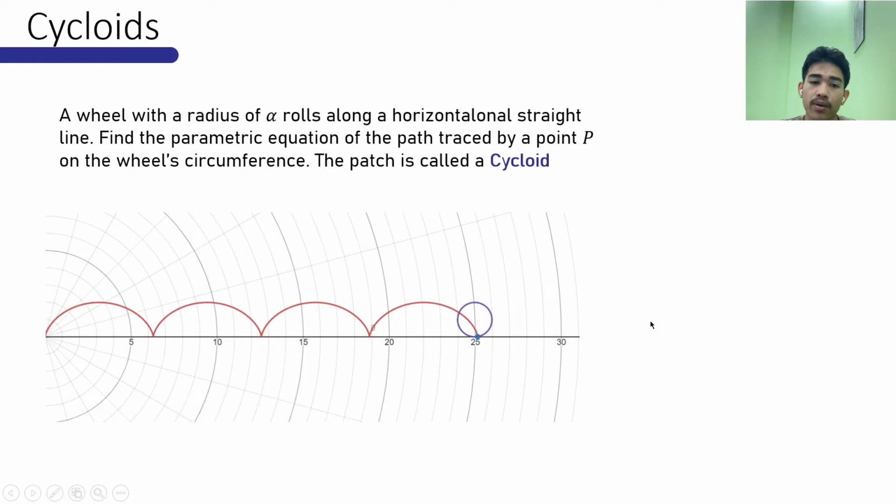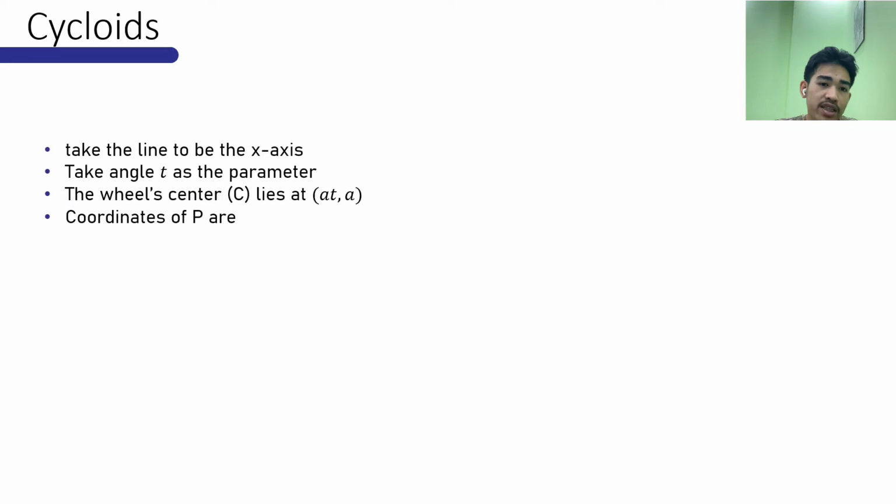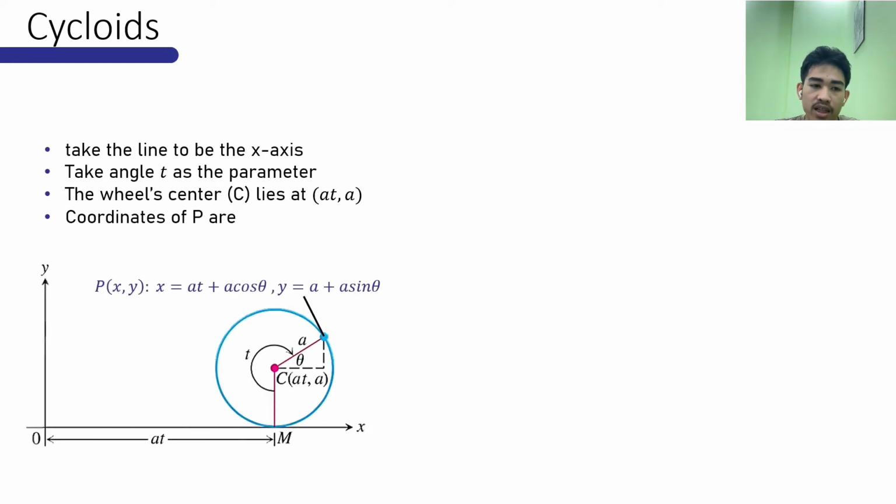So how do we find a parametric equation for this? The first thing we can do is take the line and set it as the x-axis. Then we take the angle t as the parameter. We know the wheel center would lie at (at, a). And to find P, we know that the length from 0 to M is the distance it takes to spin to here. So this is at. And then you can drop a line here, this will be cos theta, so it will be at plus a cos theta.